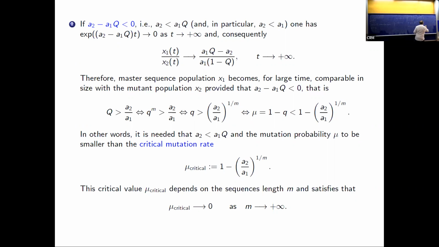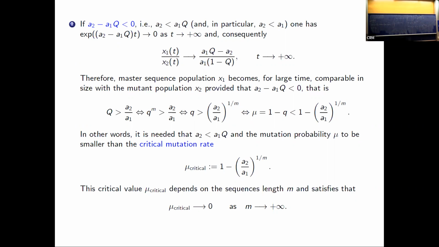And let me put a label here. Let me call this critical. Why critical? Let me just summarize. I have the competition of the master sequence and the mutant. I have some probability of mutation, which is mu. My information is encoded in something which has length M. In order for my master sequence to survive, the only possibility is that mu must be smaller than this critical mu. This is called the error threshold, or if you want, the catastrophe mutation rate.